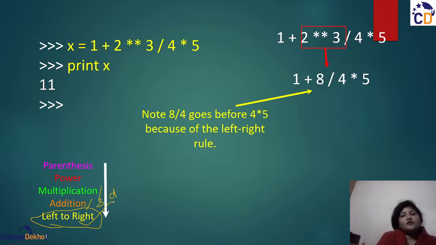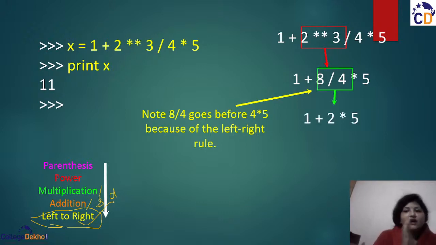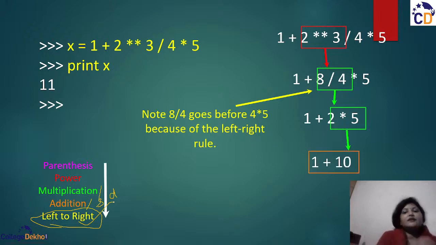Now from the left side, which operator is coming first? That is division. So we have to perform division first before multiplication, right? So now we get this 8 divided by 4 is 2, right? Now that means 1 plus 2 into 5. Again we already know this thing, plus has lower precedence than multiplication. So the next step would be 1 plus 10. Yeah, 2 into 5 is 10.